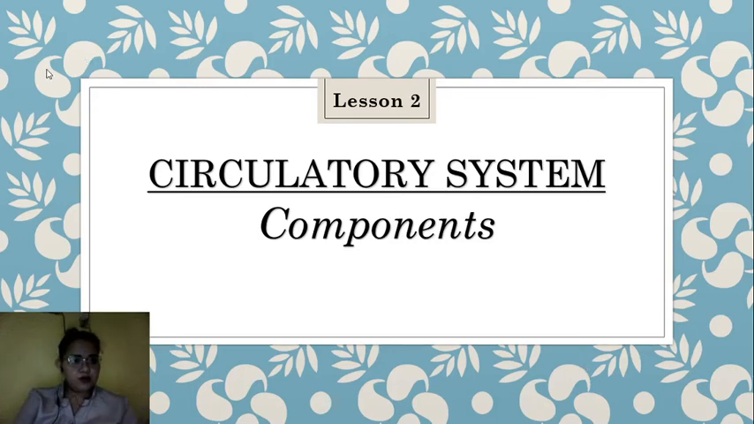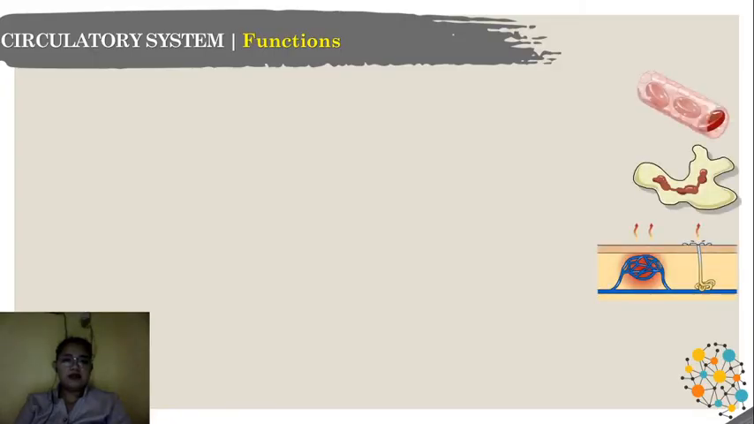Okay, so this would be the part 2 of your module 1, which is known as your circulatory system. So basically, we will be focusing on its components, and then later on sa lesson 3, our discussion will be about the transport system. So before we go to the components, let us have the different functions.